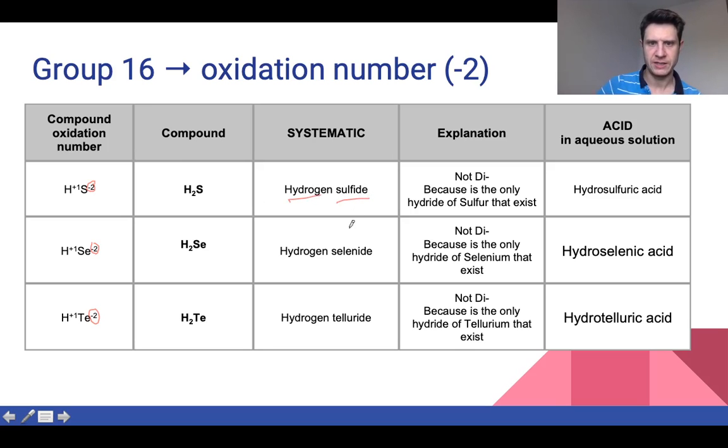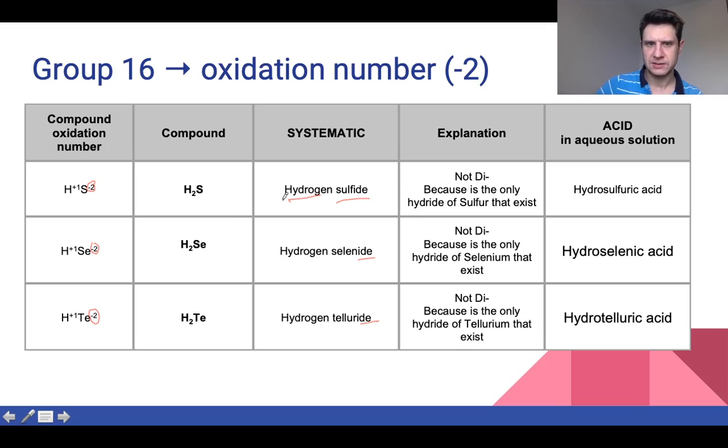Hydrogen sulfide, hydrogen selenide, hydrogen telluride. Okay, so 2 hydrogens and 1 sulfur, hydrogen sulfide, 2 hydrogens and selenium, we have hydrogen selenide, 2 hydrogens and a tellurium, we have telluride. Okay, telluride.